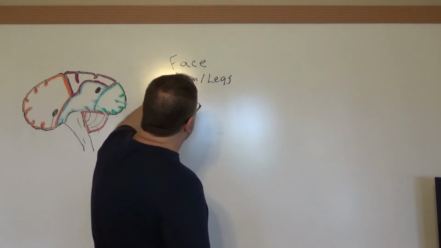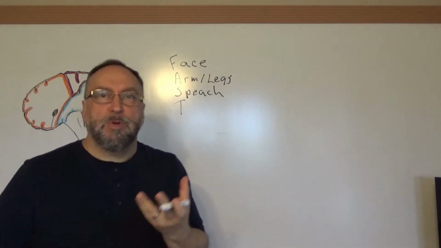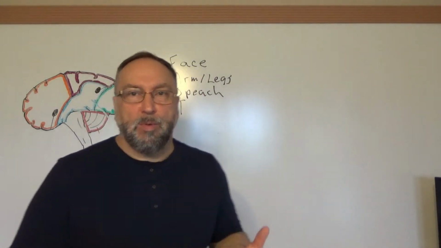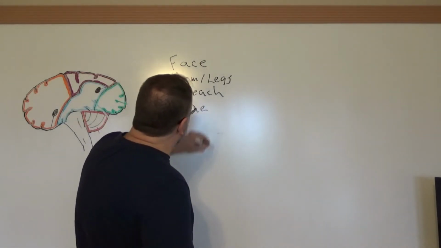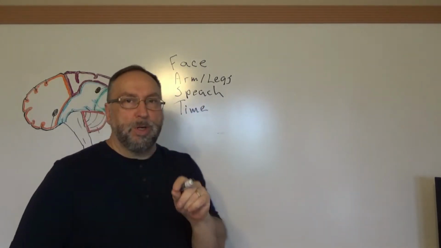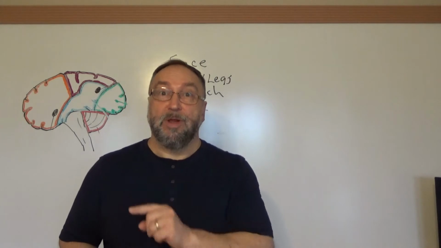S is speech. Is their speech clear? Are they able to communicate well? And T is time, and that's in there because it's very important. You need to note the time that they came in, and you need to find out when they first had symptoms because you need to know that for treatment.